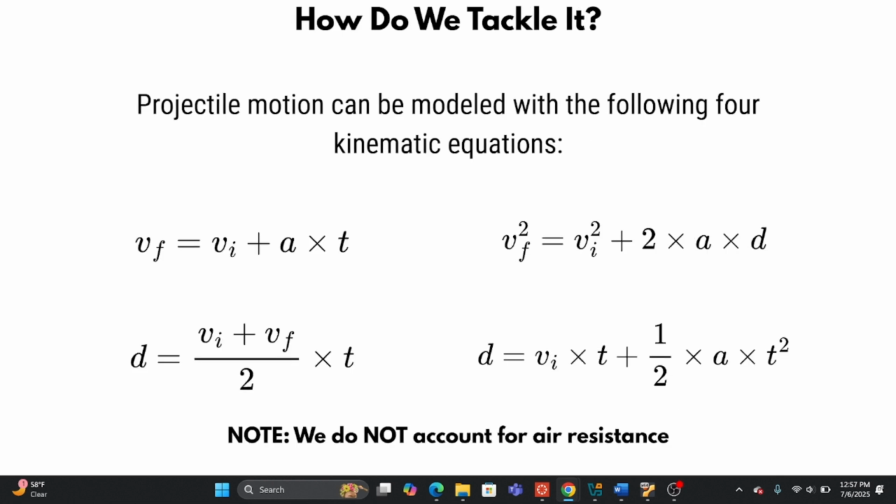So how do we tackle projectile motion? Well, it can be modeled with the following four kinematic equations. The first one is the final velocity is equal to the initial velocity plus the acceleration times the time. The second one is that displacement is equal to the initial velocity plus the final velocity divided by 2 times the time. The third one is the final velocity squared is equal to the initial velocity squared plus 2 times acceleration times the displacement. And the final one is that displacement is equal to the initial velocity times time plus 1/2 times the acceleration times time squared. And we do not account for air resistance in problems where we use these kinematic equations.